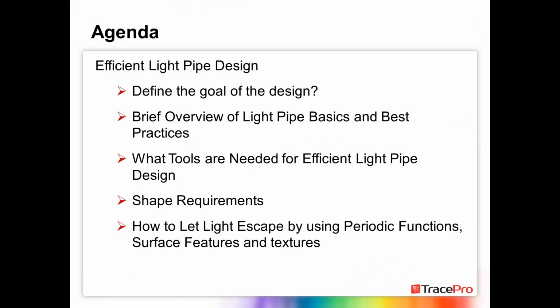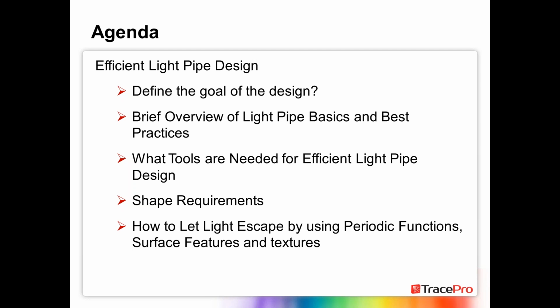And our agenda today is efficient light pipe design. So the first thing we want to start looking at when we start talking about light pipe design is, what is the goal of the design? And we want to be able to specify, is it efficiency? Is it total output? Is it uniformity? What are we trying to do and what is the goal?